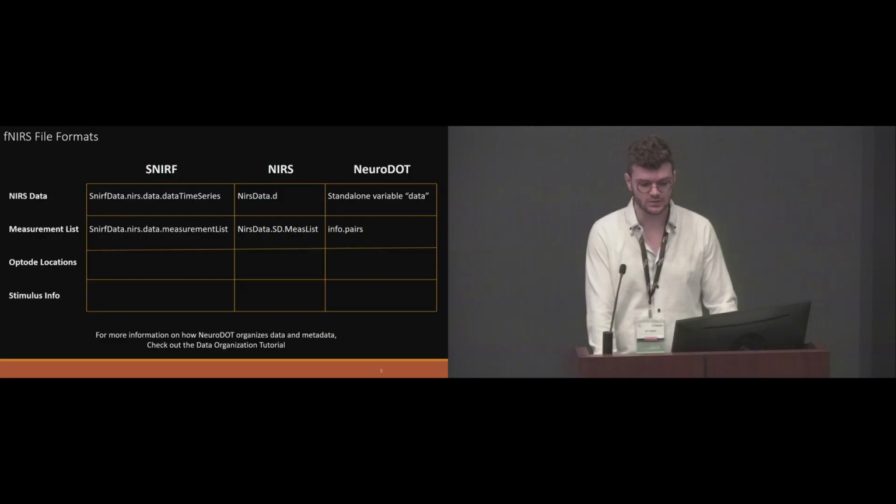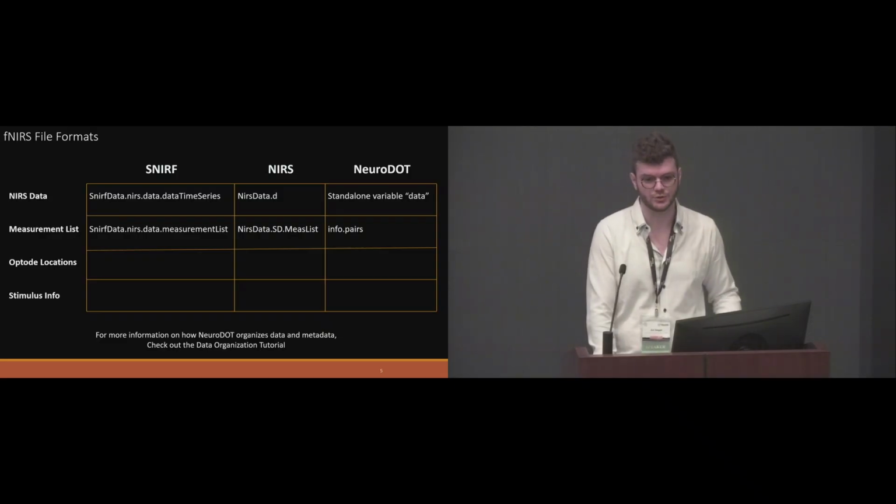For NIRS, it'll be in the SD structure. Depending on your version of NIRS or your system's version, that SD structure might be SD3D or SD2D, but the .MeasList field in that SD structure is where you'll find your measurement list. And then for NeuroDOT, we have an entire field called info.pairs that contains all of that measurement list information.